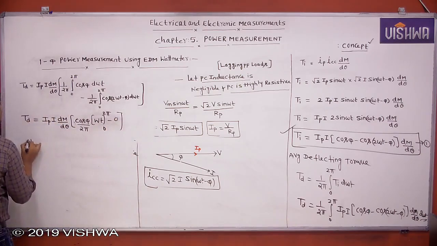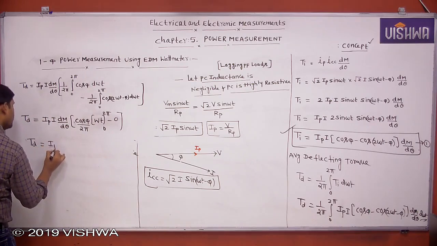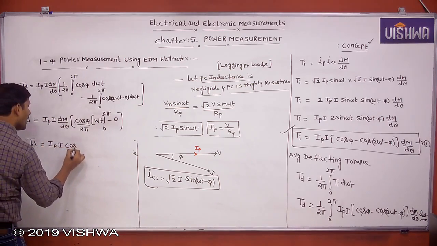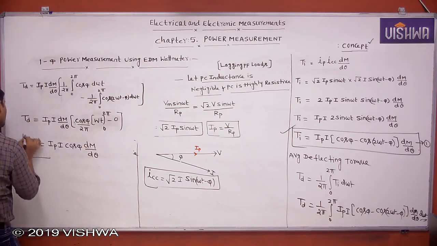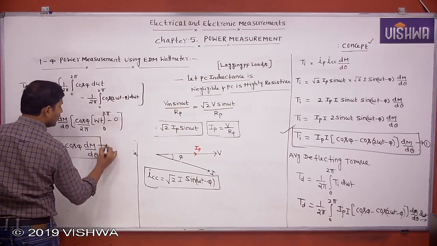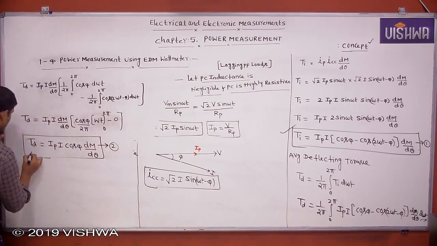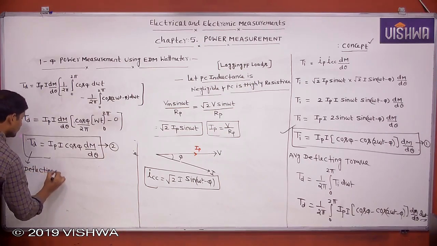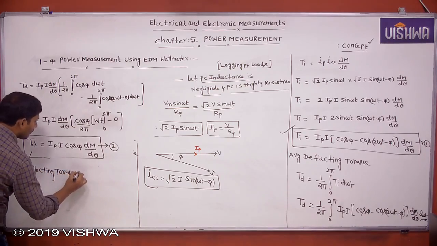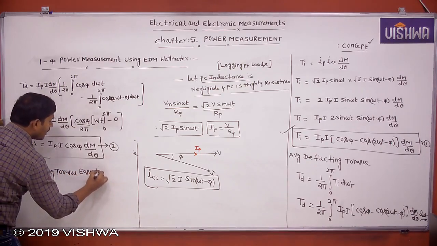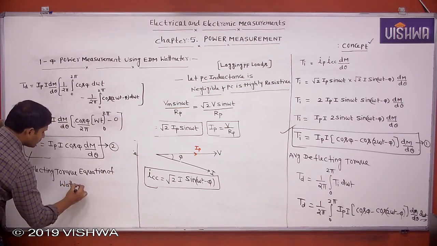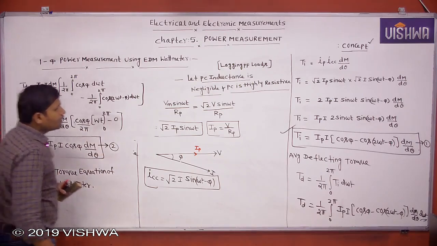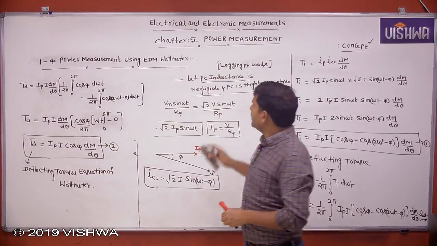Then what is the deflecting torque? TD equals Ip into I into cos phi into dM by d theta. Okay, this is the deflecting torque equation of a wattmeter. Let this be equation 2. TD equals Ip into I into cos phi into dM by d theta.